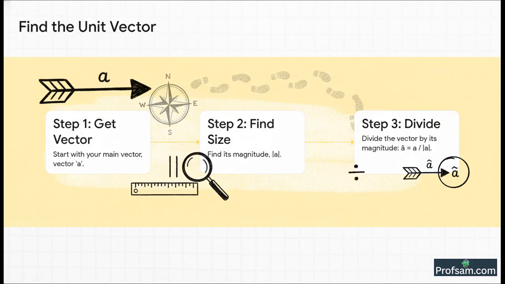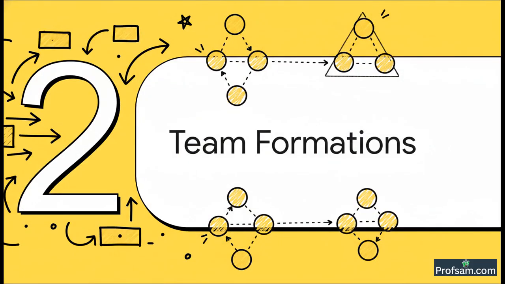What this does is it scales the vector down to a length of 1. But, and this is the important part, it keeps the direction exactly the same. And that's how we isolate just the direction. You'll usually see it written with a little cap or a hat on top. Great. So now we know our main players. Let's see how they work together in different team formations and relationships.